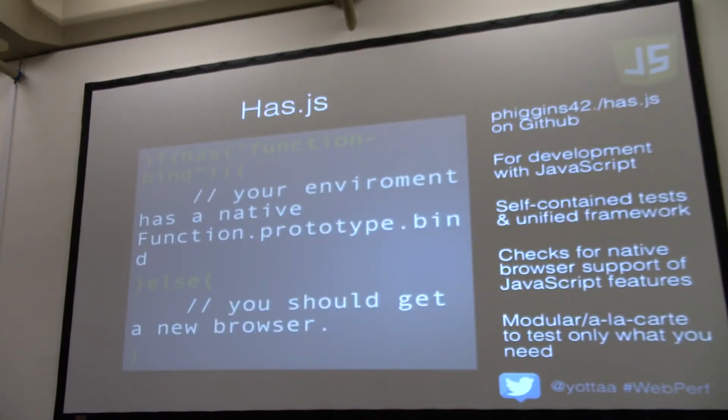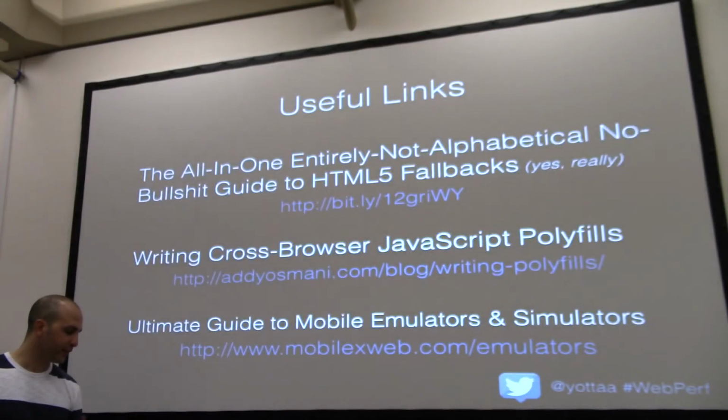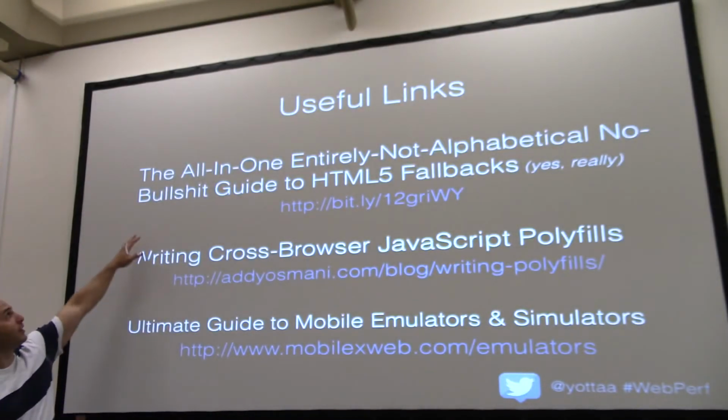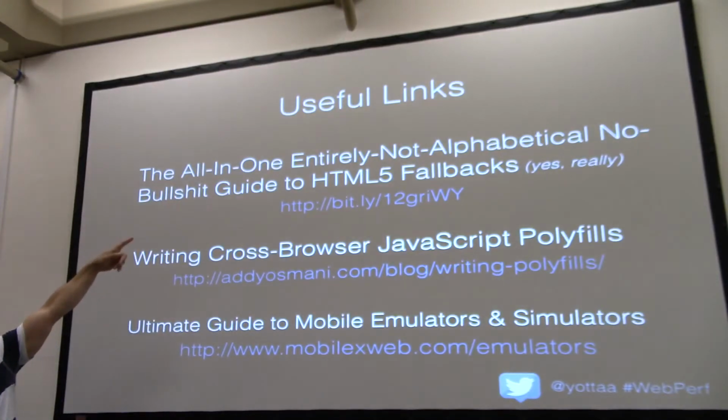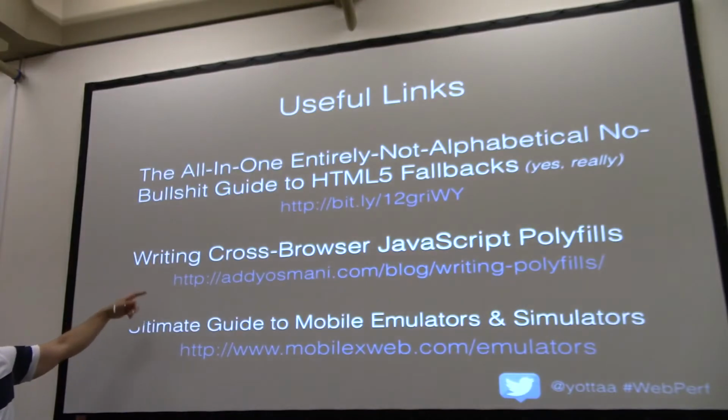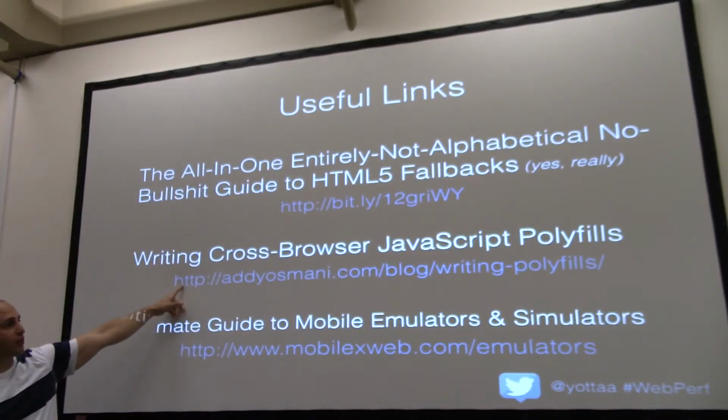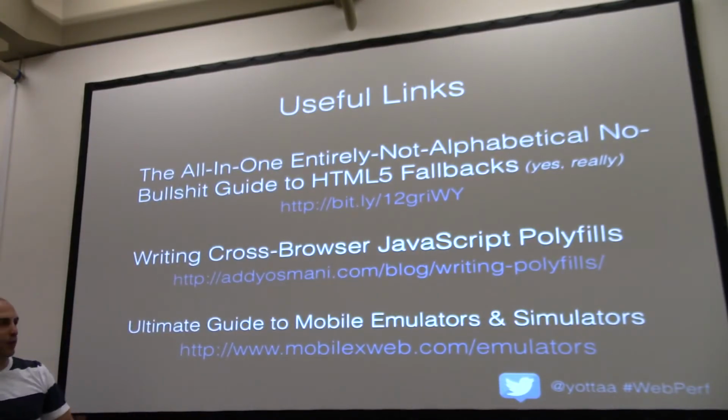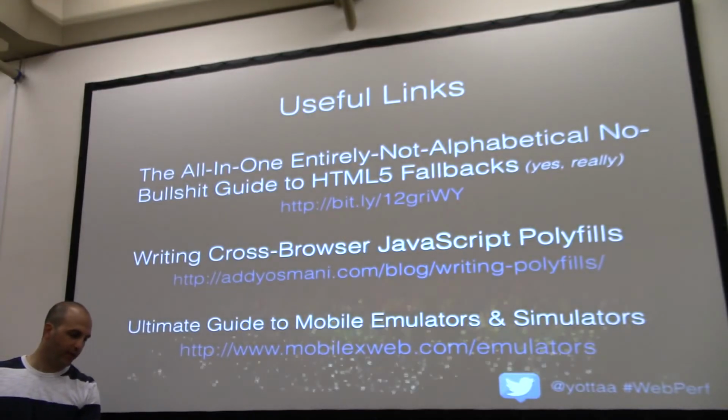There's a function that's actually, if I'm not mistaken, a subset of the Modernizr code that's just basically JS, and you can run it to see if the browser has support for what you're trying to write or not. And then there's some useful links here. This one, I believe, is GitHub. I don't remember if I changed the bit.ly from a GitHub link. I think it is, but that's actually the name of the page. Writing cross-browser JavaScript Polyfills. This is a good tutorial to read. And then Ultimate Guide to Mobile Emulators and Simulators, just in case you're writing native code.